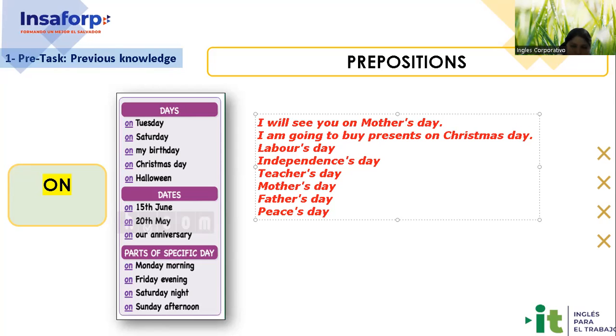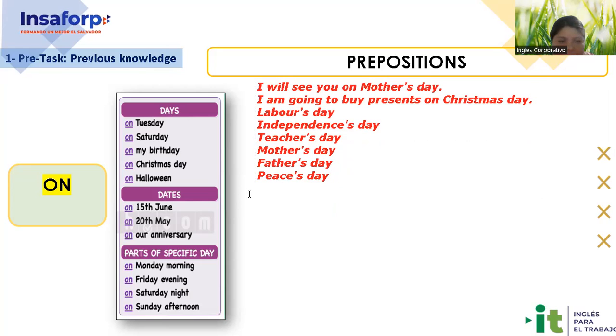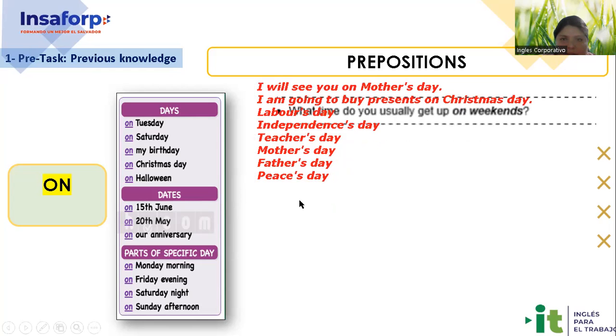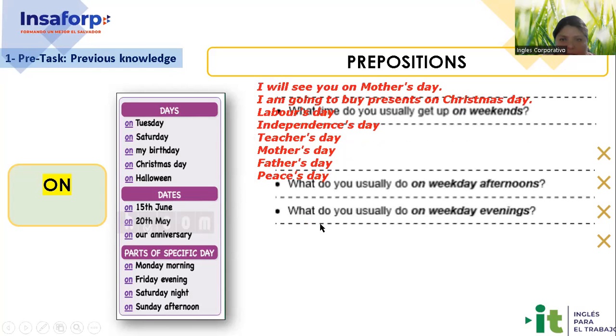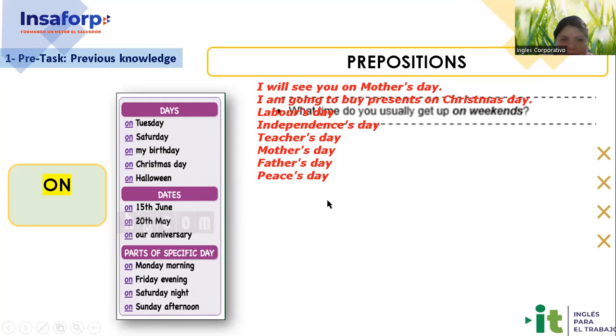So we use on, right? Okay, and besides that, we were talking about dates, right? Y ahora pasamos al punto siguiente, que son fechas. On 15th June, on the 20th of May, on our anniversary. This is con fechas.